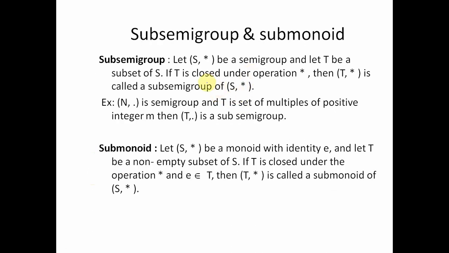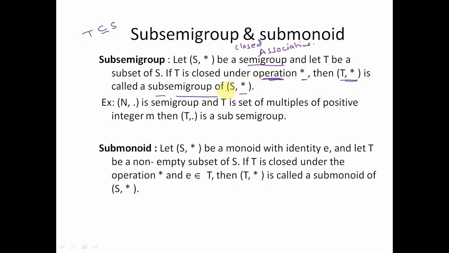Let S comma star be a semigroup. Remember, when I say semigroup, what I mean is that the binary operation must be closed and it must be associative. Let S comma star be a semigroup and let T be a subset of S. If T is closed under the operation star, then T comma star is called a sub semigroup of S.